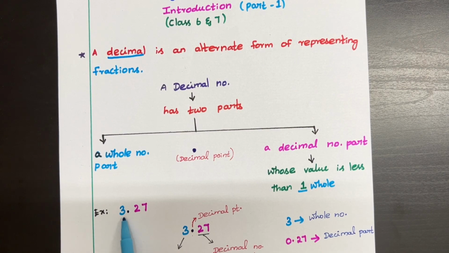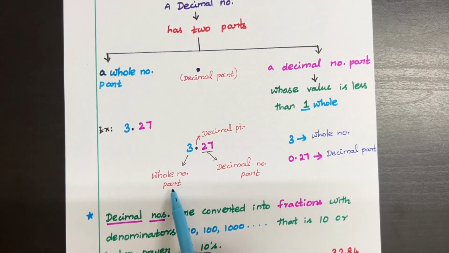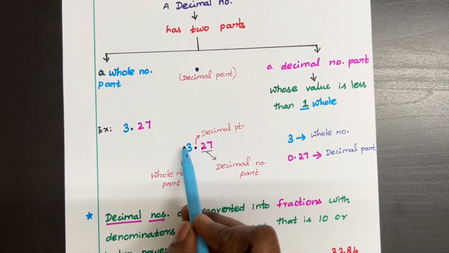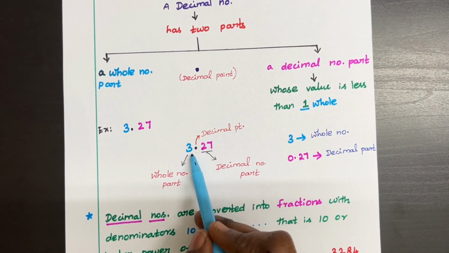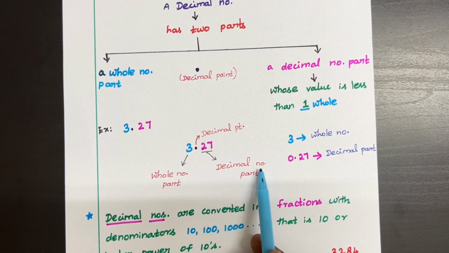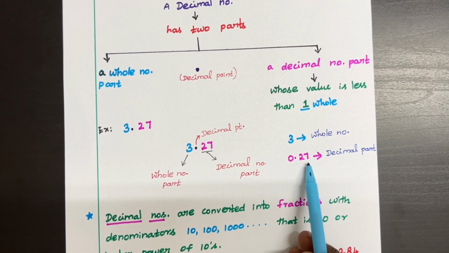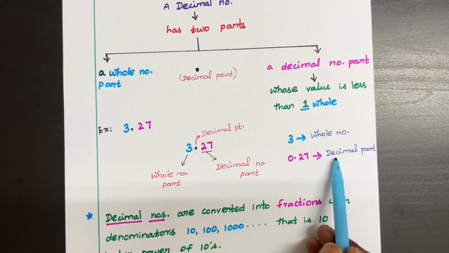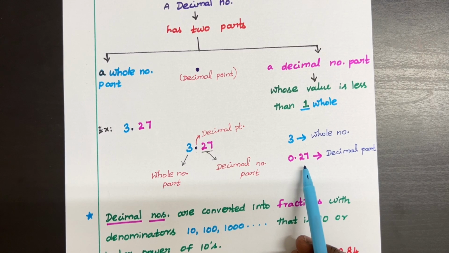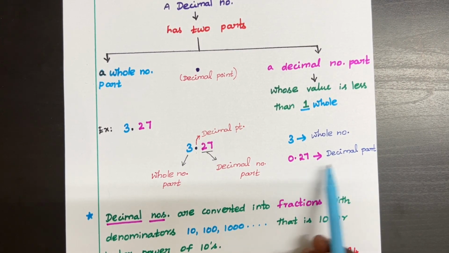Example, see here 3.27. This 3 is the whole number part, full number. This dot is the decimal point. 27 is the decimal number part. See here, 3 is the whole number, and 0.27 is the decimal part. This is less than 1. 0.27 is always less than 1.